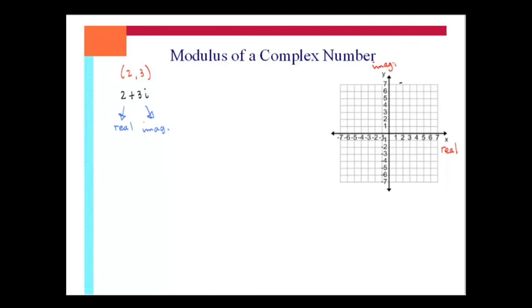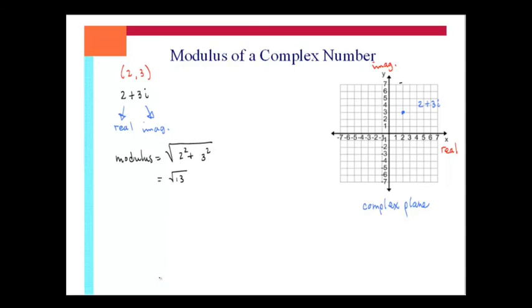So 2 plus 3i is really just like plotting the point 2, 3. 2 is the real part, and 3 the imaginary part. That represents the number 2 plus 3i in what we call a complex plane. Well, what's the modulus got to do with it? Well, remember we calculated the modulus to be the square root of the sum of the real part and the imaginary part squared. So we got the square root of 13.